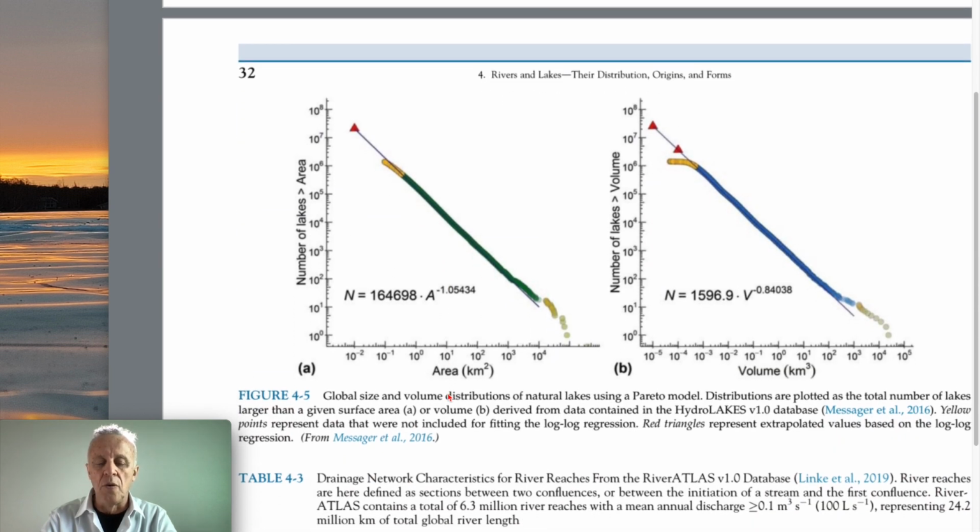Then I wanted to look at figure 4-5, and we have two graphs here. On the left, we have the graph of the number of lakes by surface area, and on the right, we have the number of lakes by volume. That reflects what we just saw in the table above, where we have a large number of lakes with small surface area and a small number of lakes with large surface area. The same type of distribution is presented in terms of volume. We have a large number of lakes with small volumes and a small number of lakes with large volumes.